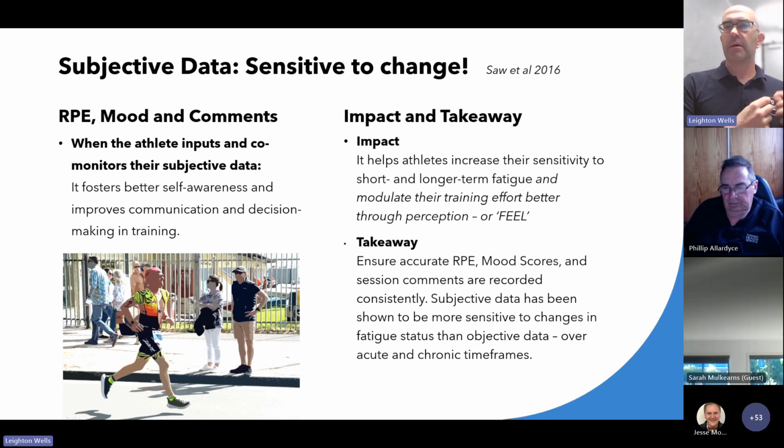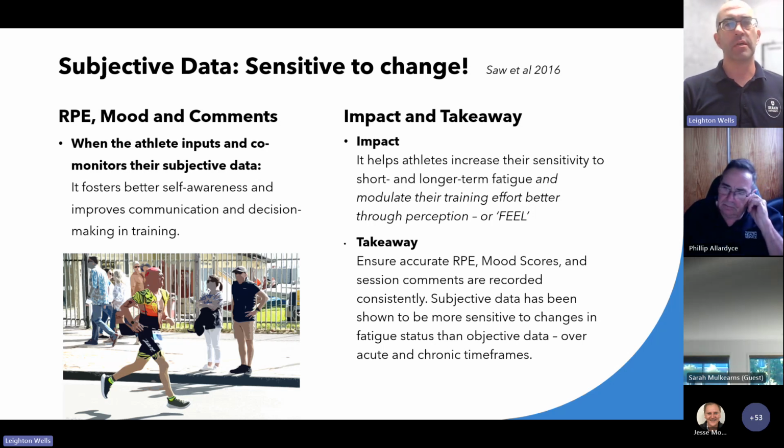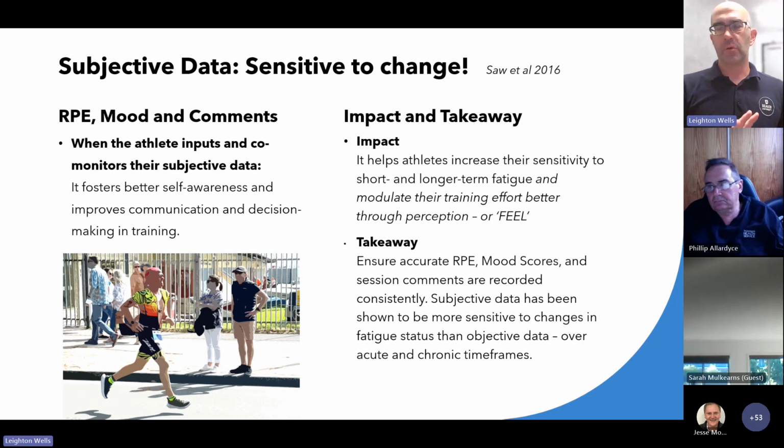how they're feeling, RPE, mood scores, using that example that I showed, depending on what training management system you're using, and getting a comment. It doesn't have to be necessarily a detailed comment, a few words, a sentence, just to provide an ongoing feedback loop so that you can get a sense of things.